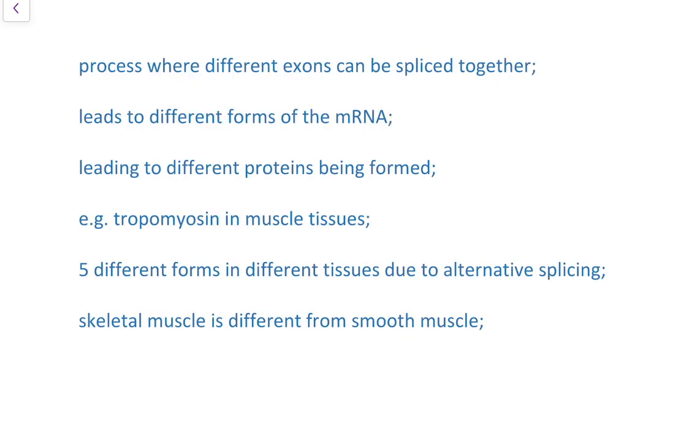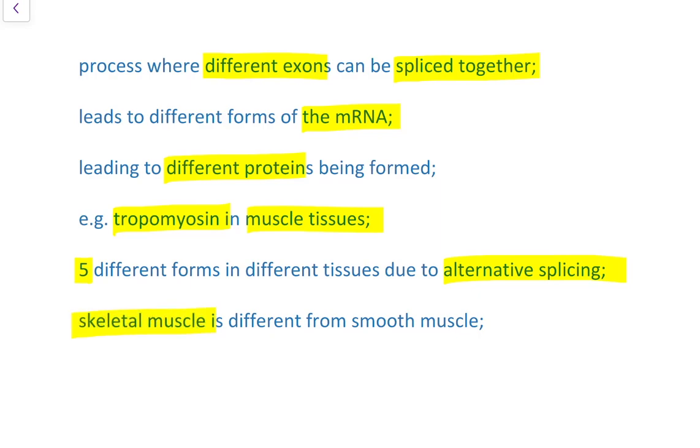Here's our recap. Alternative splicing is a process where different exons can be spliced together. We remove the introns always, but which exons you glue together means that we can form different forms of the mRNA, leading to different proteins being formed, e.g. tropomyosin in our muscle tissues, where we have 5 different forms due to alternative splicing. And that leads to skeletal muscle being different from smooth muscle.